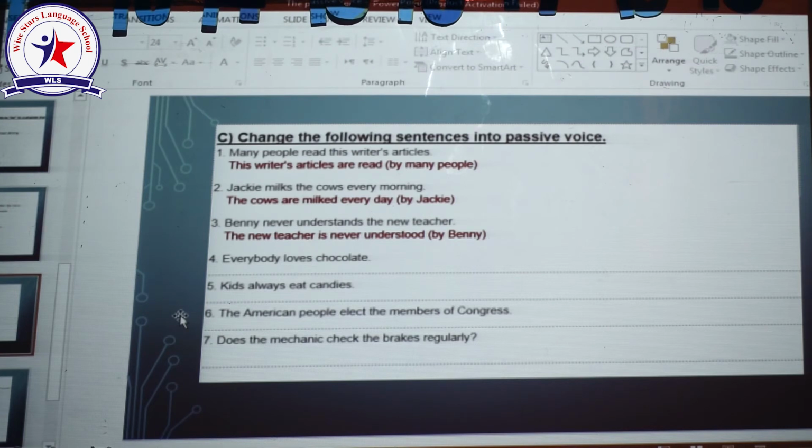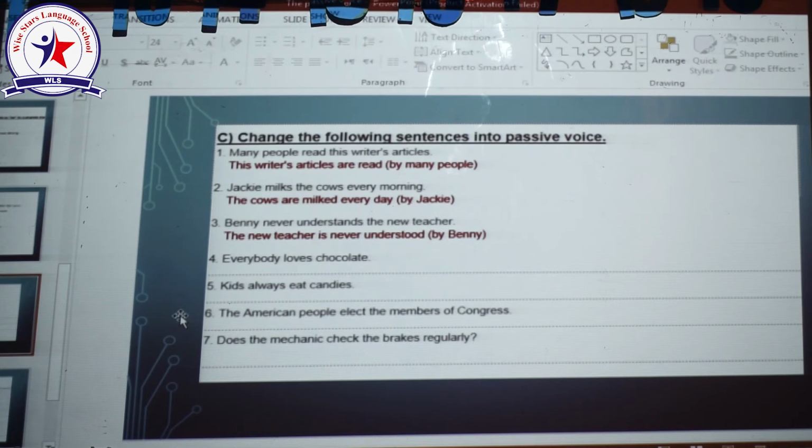Many people, subject. Read, verb. This writer's articles, object. I have to start with the object. Very good. So I will start with this writer's articles. After that, I have to choose the correct form of verb to be that matches with the articles. So the writer's articles are, because it's a plural. After that, I have to add the past participle form of the verb read. Read, read, read. The same spelling with different pronunciation. So the answer will be, the writer's articles are read by many people.